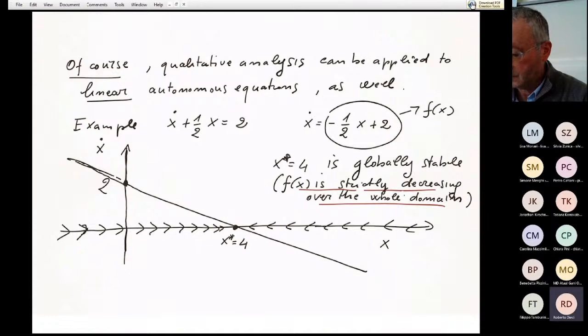Since we can solve linear equations analytically, in the case of non-linear equations, why not approximate the non-linear equation with a straight line near the steady state and work analytically on the straight line? This is what linearization does.